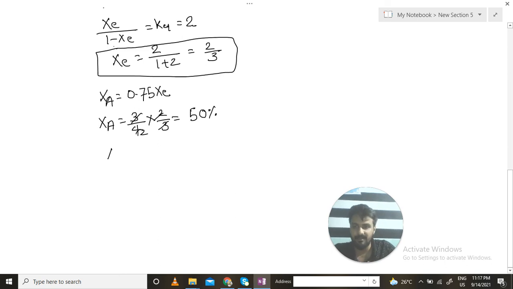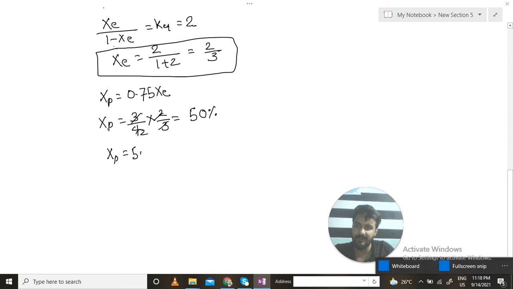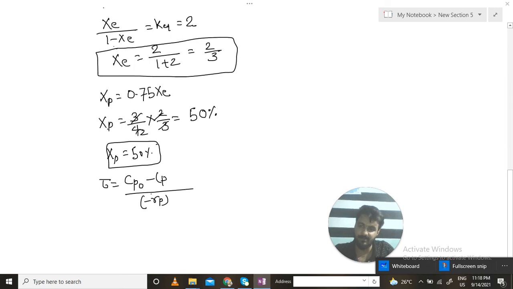Now here our reactant is P, that's why you can denote it as A by P. Okay, so it will be very easy. There is no chance of confusion here. So Xp will be equal to 50%. Now coming to the question, we have got the conversion. Now we have to calculate the space time of the continuous stirred tank reactor, and that we have written as Cp naught minus Cp upon minus of Rp, and we know this is a reversible reaction.